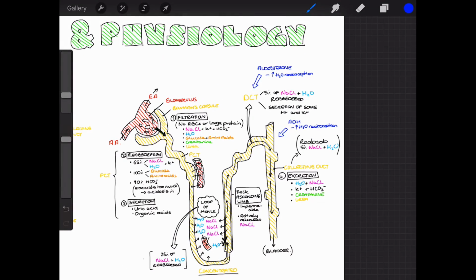So there we have it. That's my overview of the physiology of the nephron. I hope it was helpful.